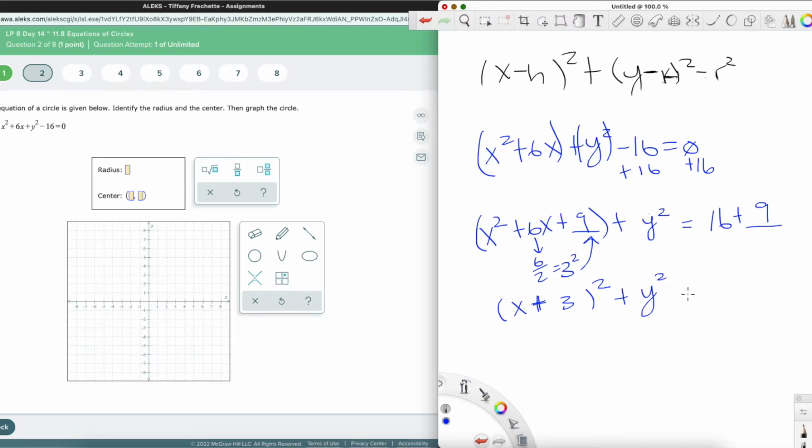And then we have plus y squared. And what this really means is it's minus 0, like this. It was y minus 0 squared. Well, that's not going to change anything. So we still know what k is.